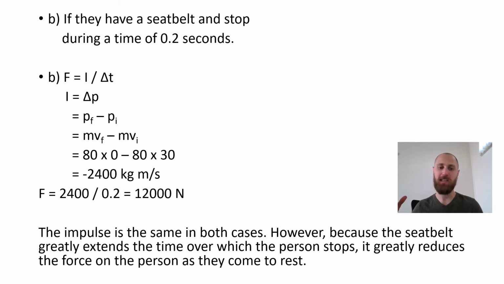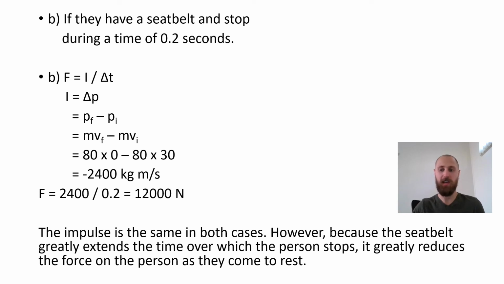However, because the seatbelt greatly extends the time at which the person stops, it greatly reduces the force on the person as they come to rest. So that's what the seatbelt is basically doing. It's slowing the person's stop down, so they're stopping over a greater period of time. That leads to a smaller force being exerted on them. Here it's 12,000 newtons. Before it was 20 times bigger, 240,000 newtons. So you've got a smaller force being exerted on the person, and obviously they might leave with a broken nose or something rather than actually dying in a case like this. So it takes a smaller force to stop them over that longer time period. You don't need a sudden harsh force in order to stop them, and so it's more likely the person is going to live.